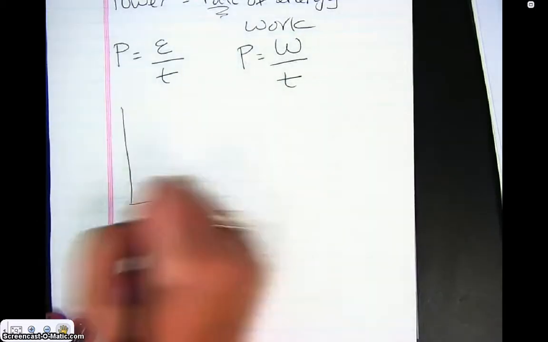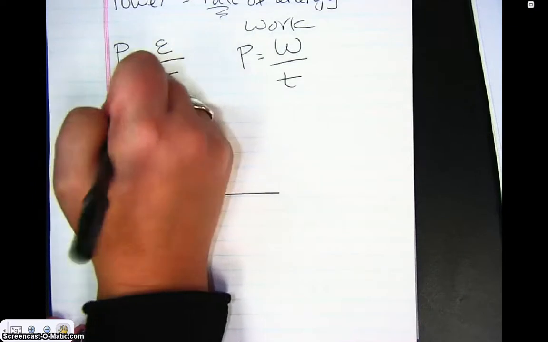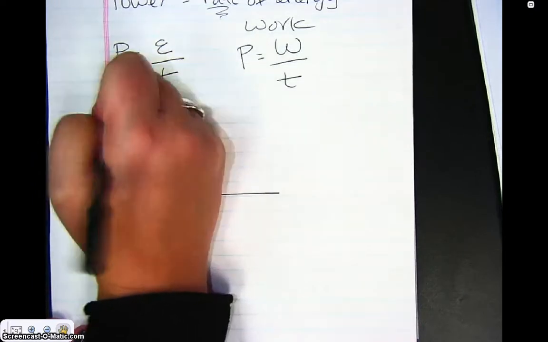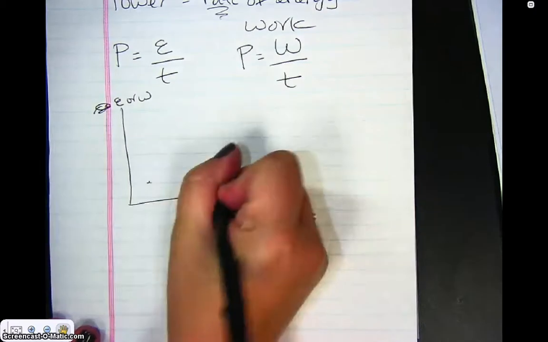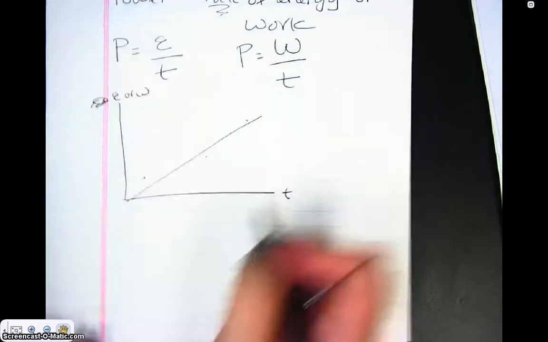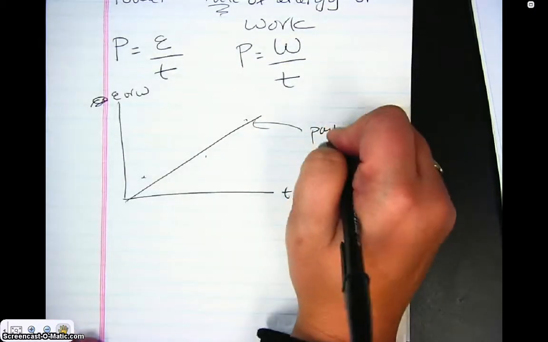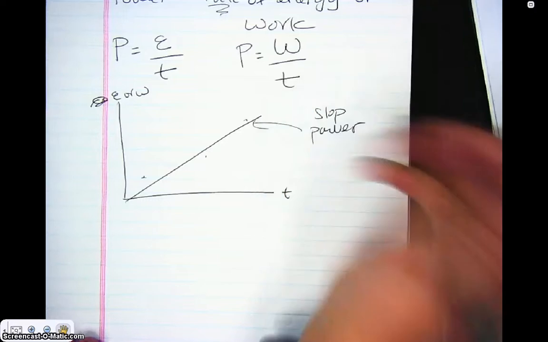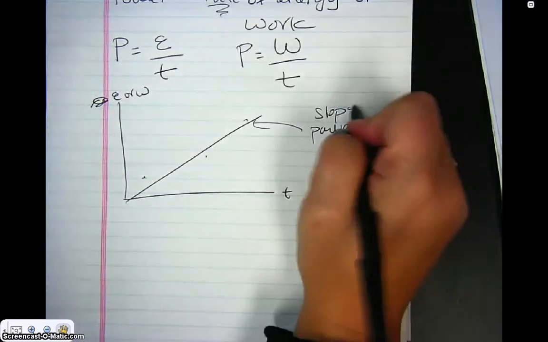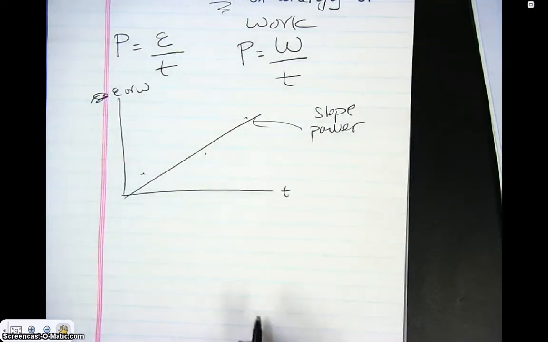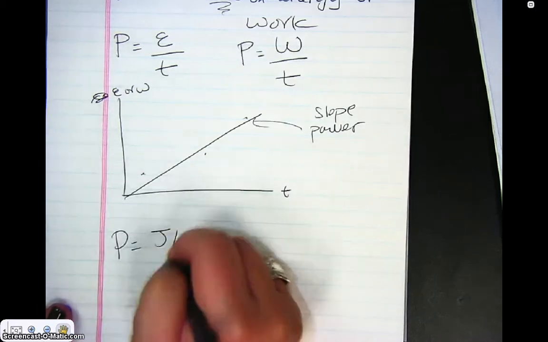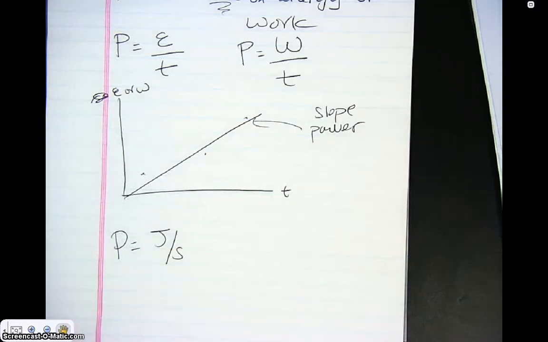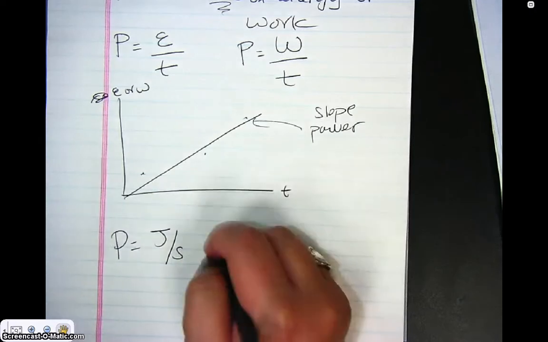If I was going to plot this graphically and find a slope, I could plot either energy or work on this axis, and time on this axis, and then the slope of the best fit line would give me power. So the unit for power is joules per second, and this is actually called a watt.